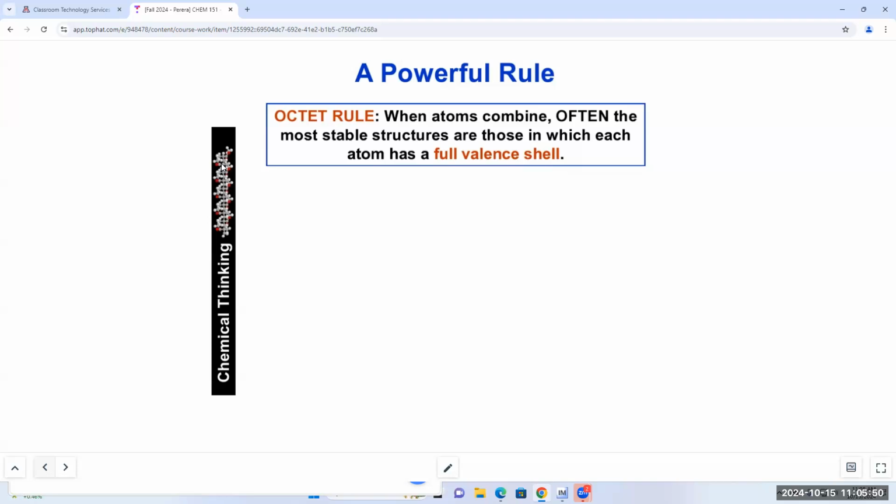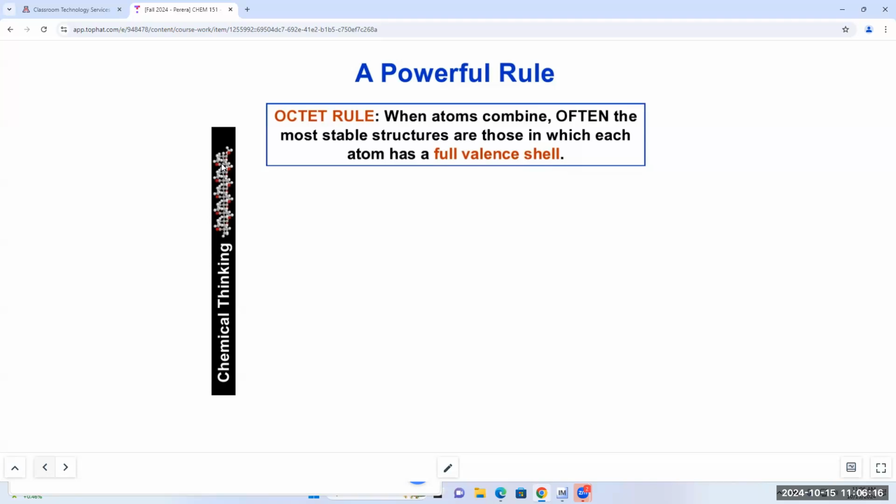Now there is a rule. I don't know why they call it a powerful rule. You have heard of this rule before as well, and that rule is called the octet rule. The octet rule says that in a stable molecule, each element has 8 electrons. That's what the octet rule means. So that's basically the full valence shell.